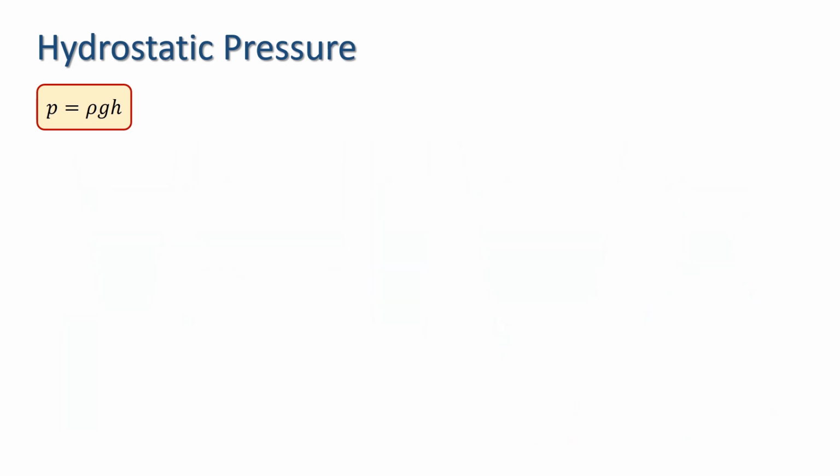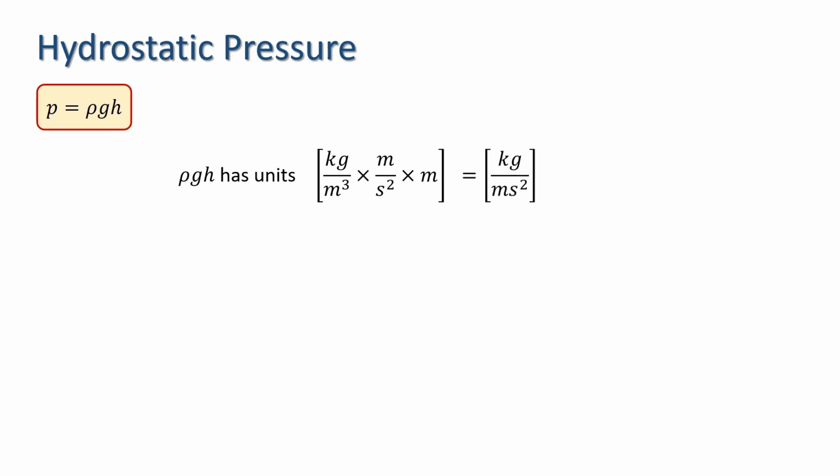Let's check the units of our equation. ρgh has units of density, kilograms per metre cubed, times acceleration, meters per second squared, times depth, meters. This simplifies to kilograms per metre second squared. This can also be rearranged in the form kilogram meters per second squared times 1 over metre squared, which yields newtons per metre squared, which is pascals as required.